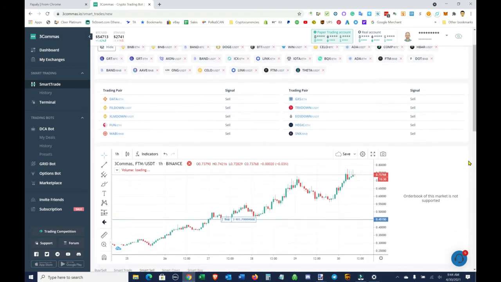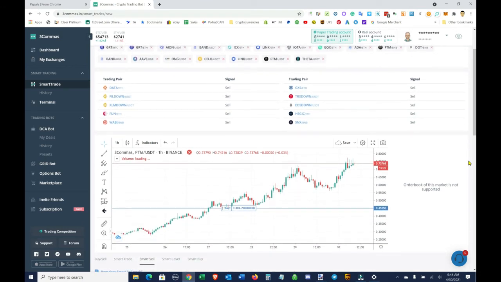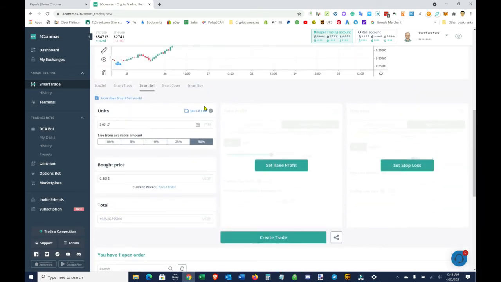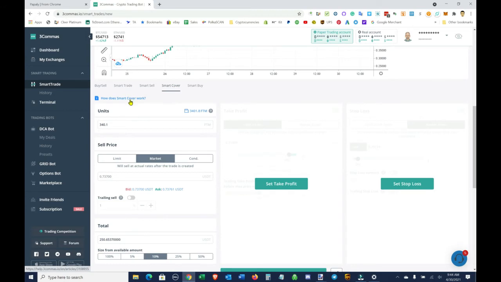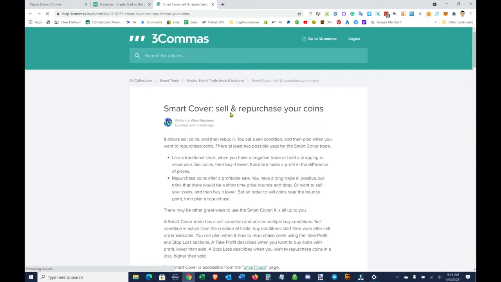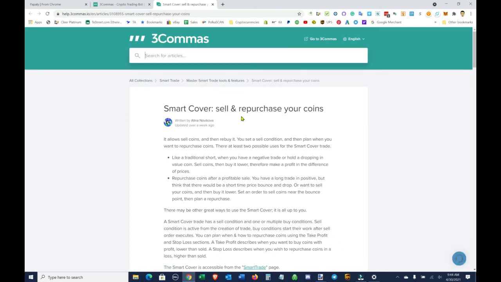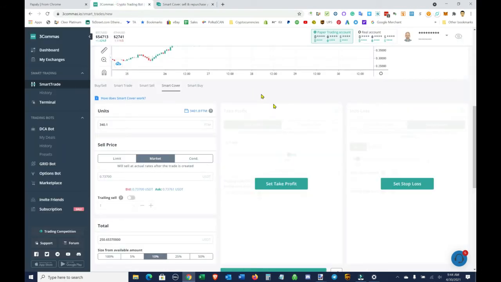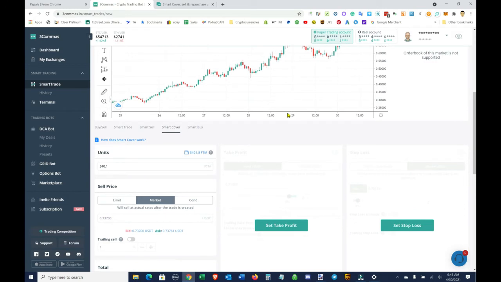So here's going to be the second part of the strategy of the trade. Like I said, you can do the first part, and then you can also do this one as well. What we're looking at here, we did the smart sell earlier. Now we're going to do a smart cover. Basically what that means is that if you own the assets, the token, then you can sell them and then repurchase your coins at a lower price. I'll show you a little bit more what that means in a second.